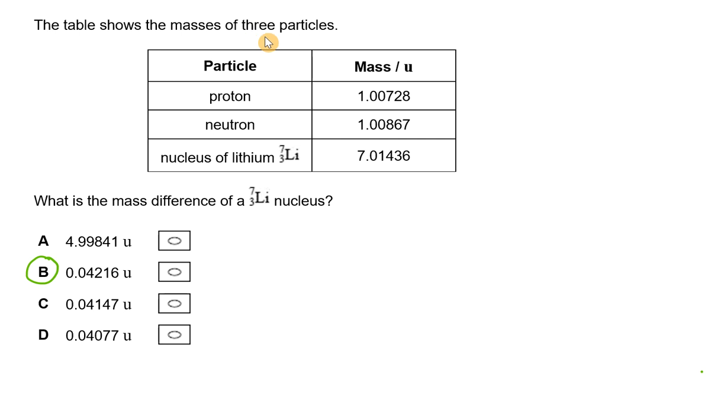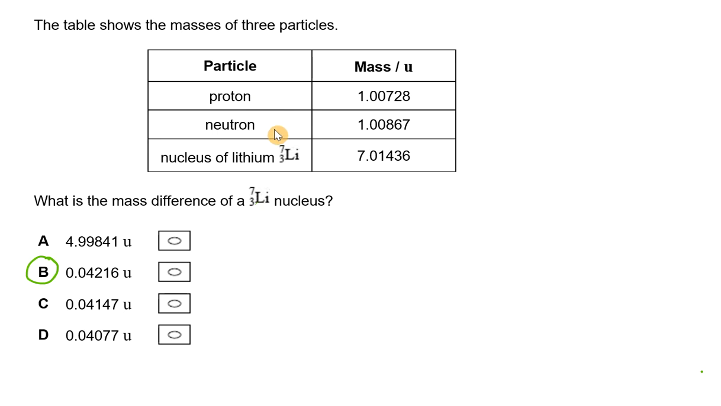Okay, so the table shows the masses of three particles: proton, neutron and a lithium nucleus. What is the mass difference of the lithium-7 nucleus? So these masses in atomic mass units for the proton and the neutron are the masses of the proton when it's on its own in space, not in any nucleus, and the neutron again when it's away from any nucleus, all on its own in space.